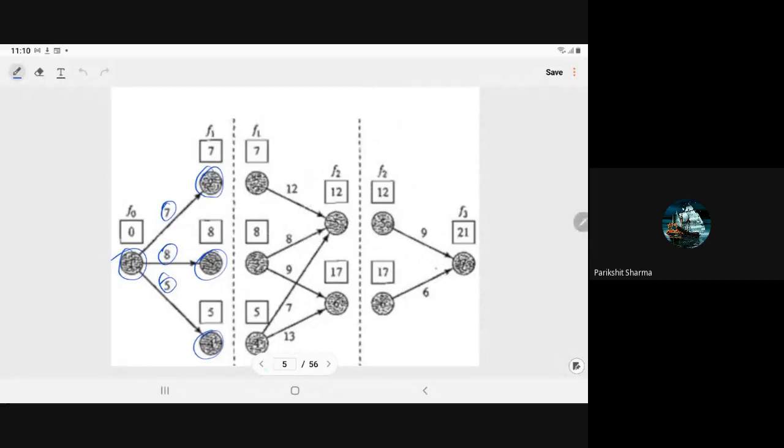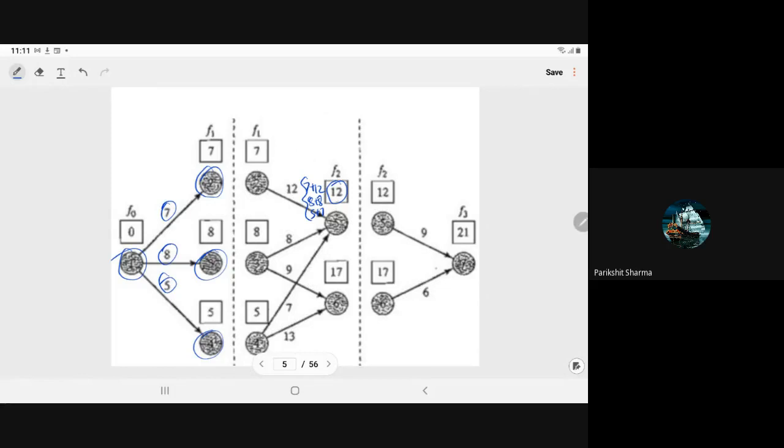For this route he has to travel 7 plus 12. For this route he has to travel 8 plus 8, and for this he has to travel 5 plus 7. So we have to determine the minimum, the shortest route. So he has to travel 12 kilometers through city 4.